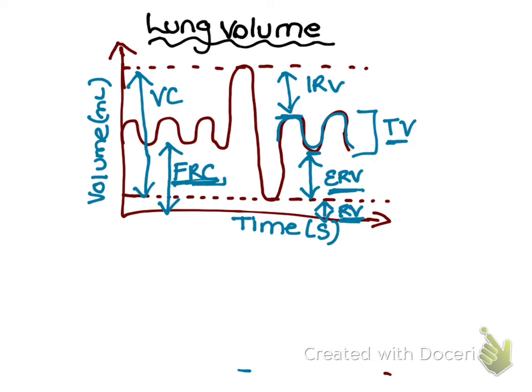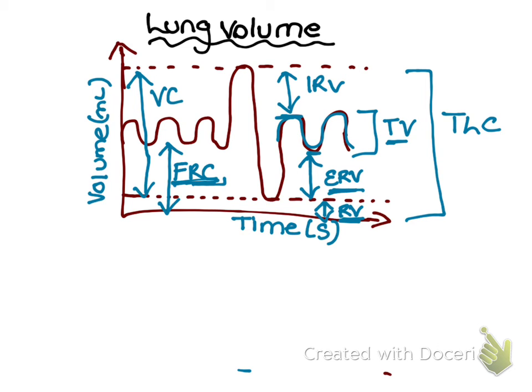So now we have the whole thing, which is the total lung capacity, which is around 6 litres. And it's the total volume of air in the lungs after maximal inspiration.